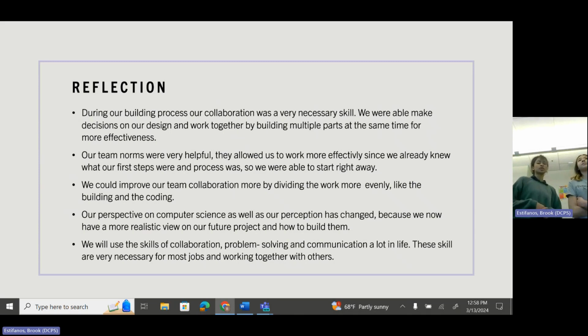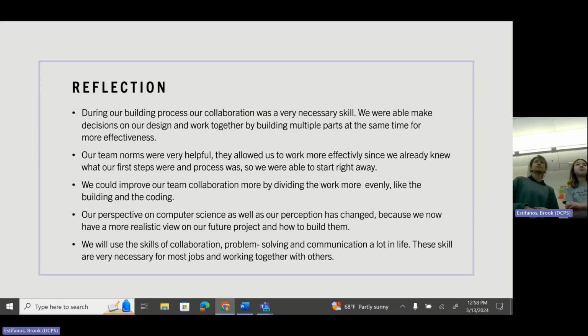During our building process, collaboration was a very necessary skill. We were able to make decisions on our design and work together by building multiple parts at the same time for effectiveness. Our team norms were very helpful. They allowed us to work more effectively since we already knew what our first steps and process were, so we were able to start right away. We could improve our team collaboration by dividing the work more evenly, like the building and coding.